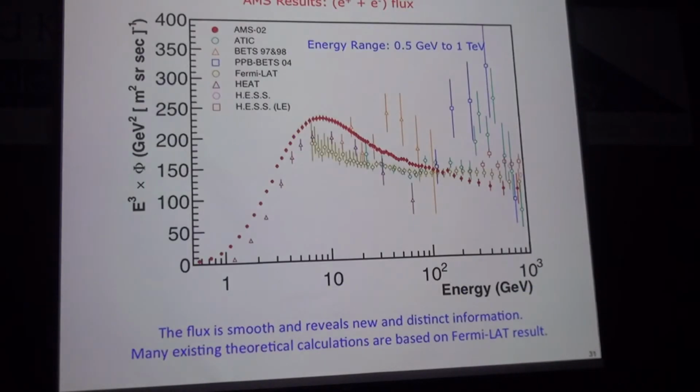Now, let me show this total spectrum, electron plus positron. And this is the AMS result which has been released just recently. This is the Fermilab result, which you see already here that there is a very significant difference in both the slope and the absolute value.